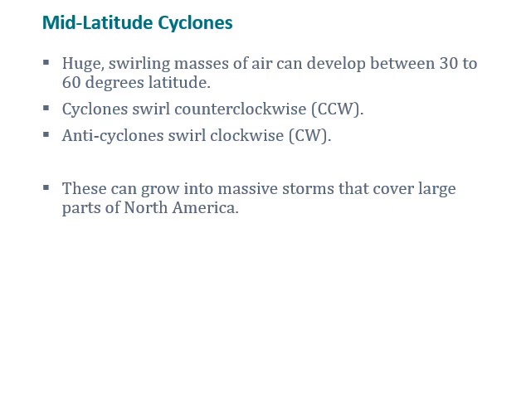Now we'll move on to the third part of the lecture, discussing mid-latitude cyclones and tropical cyclones. Mid-latitude cyclones are huge swirling masses of air that develop between 30 and 60 degrees latitude.